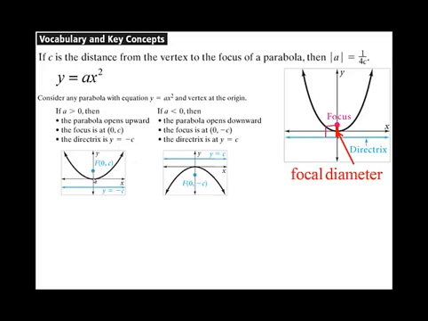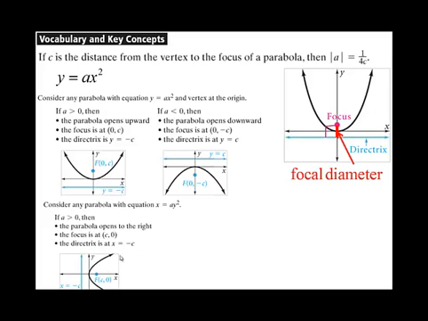So watch this. Once you graph your parabola, there's going to be a distance that goes from your vertex up to your focus, and that distance will be the value of C. Now the distance going down to the directrix will also be C. So this is C, and this is C, so the total distance would be C plus C, which is 2C. Do you see?